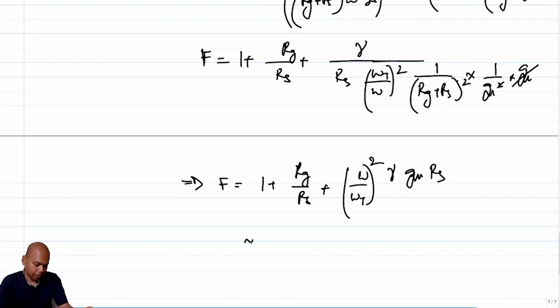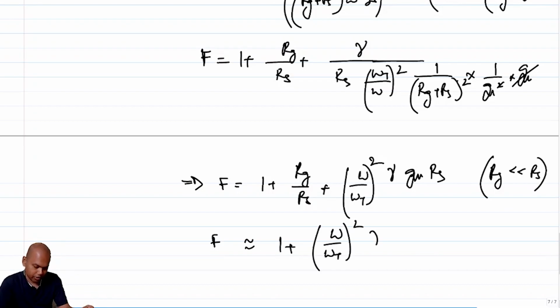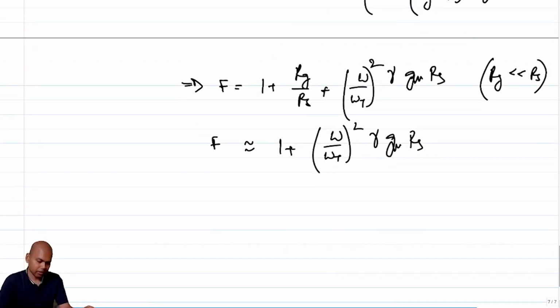Right? So which is approximately equal to, this is obviously assuming Rg is much less than Rs. I can then effectively neglect Rg from the second term also. So your F becomes 1 plus (omega by omega t) whole square times gamma times GMRS. Now this is again critical because as you can see, your noise factor seems to have a high pass shape, as in if you keep on increasing frequency, your noise factor is increasing.